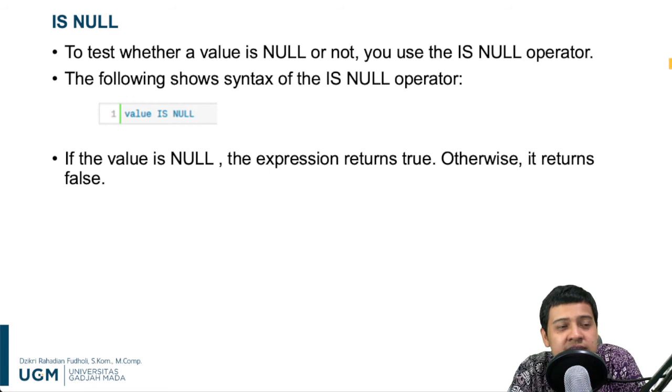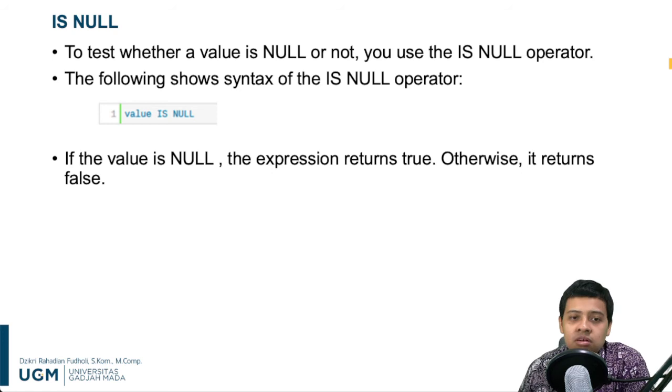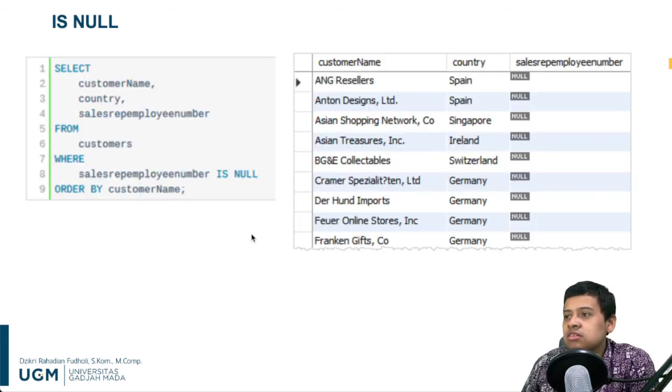Now, IS NULL tests whether a value is null or not. So you use the IS NULL operator. Following is the syntax: if the value is null, the expression returns true, otherwise it returns false. This one is still used in the WHERE clause.